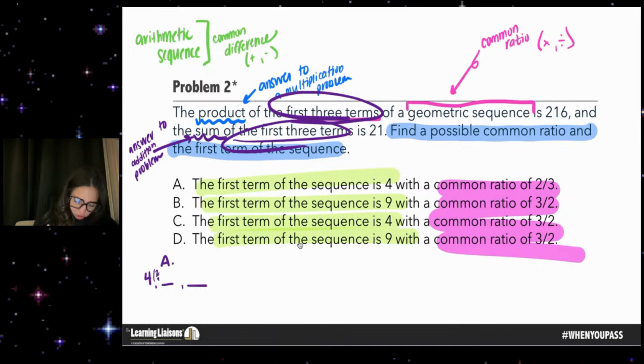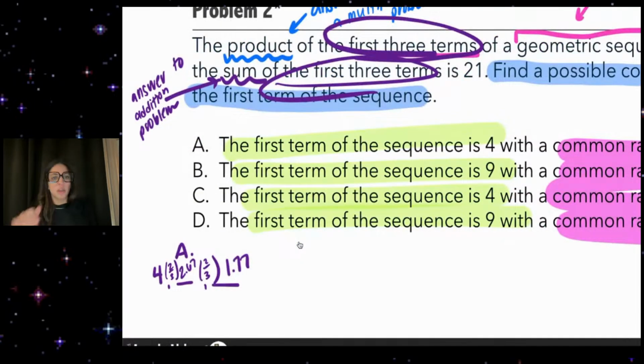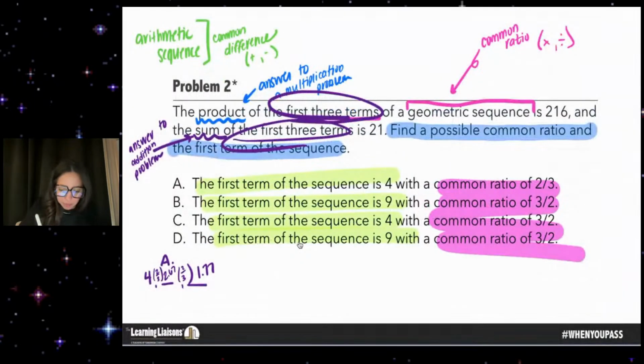4 times 2/3, and then that thing times 2/3. Use my calculator. Four times 2/3 is 2.67. And 1.77. That added together is not going to give me 21. I don't even need to multiply it to know that it's not going to equal 216. 4 plus 2 plus 1 is never going to give me 21, so it's not A.